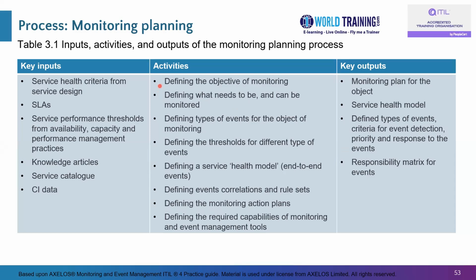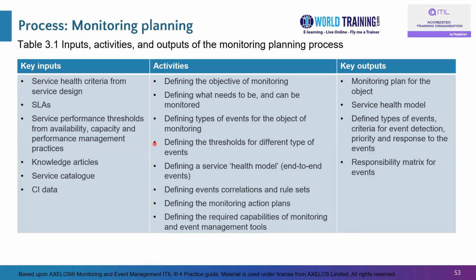So first is to define the objective of monitoring, then define what needs to be and can be monitored, then the type of events for the object of monitoring, meaning what type of events will have to be monitored, particularly the type of events: informational, instructional, the warning and the exception. Those are the types of events, whereas the previous step, what needs to be and can be, is about what parameters need to be monitored for those components or services.